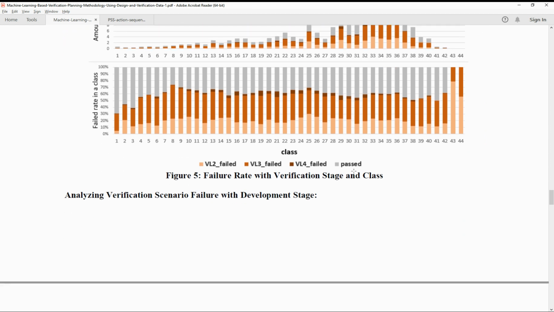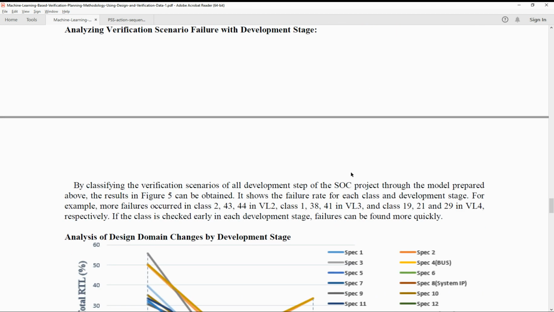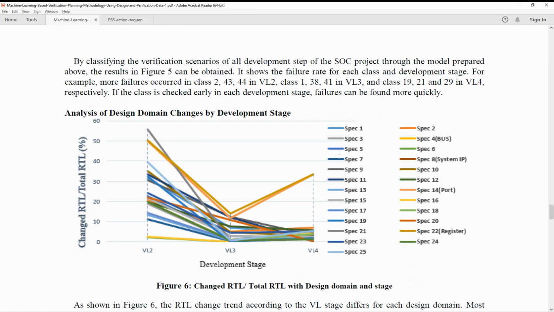Analyzing verification scenario failures by development stage. By classifying the verification scenarios of all development steps of the SoC project through the model prepared above, the result in Figure 5 can be obtained. It shows the failure rate of each class and development stage.